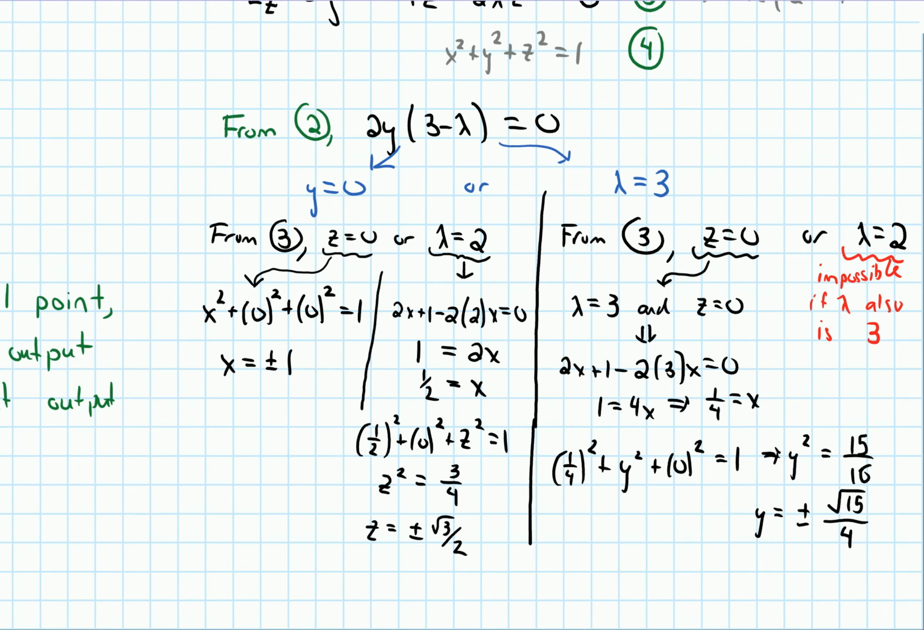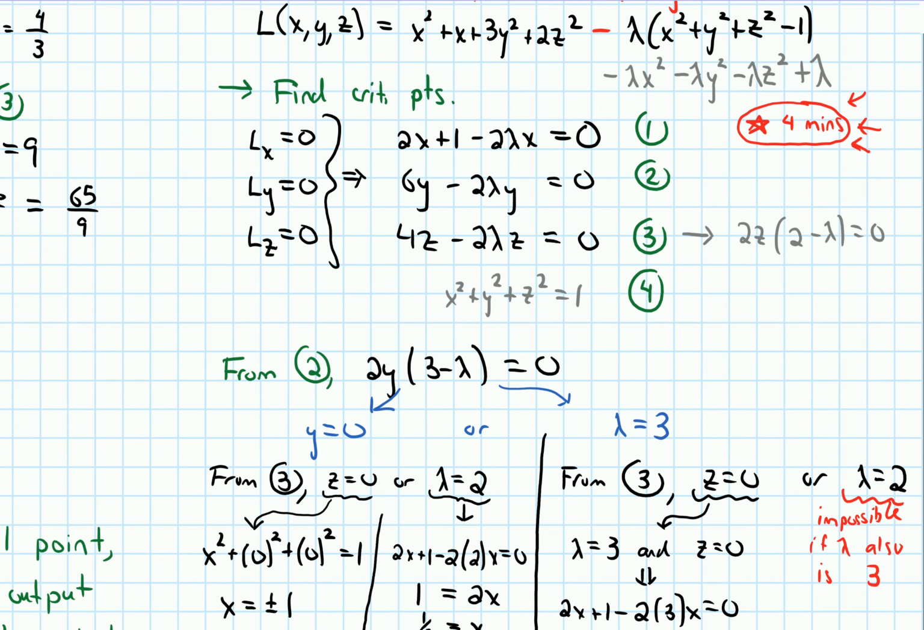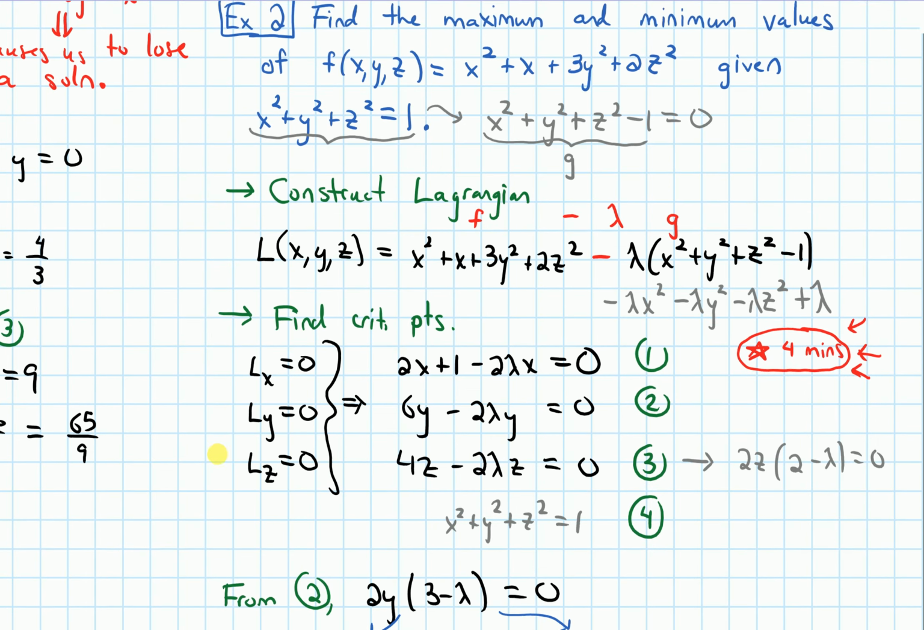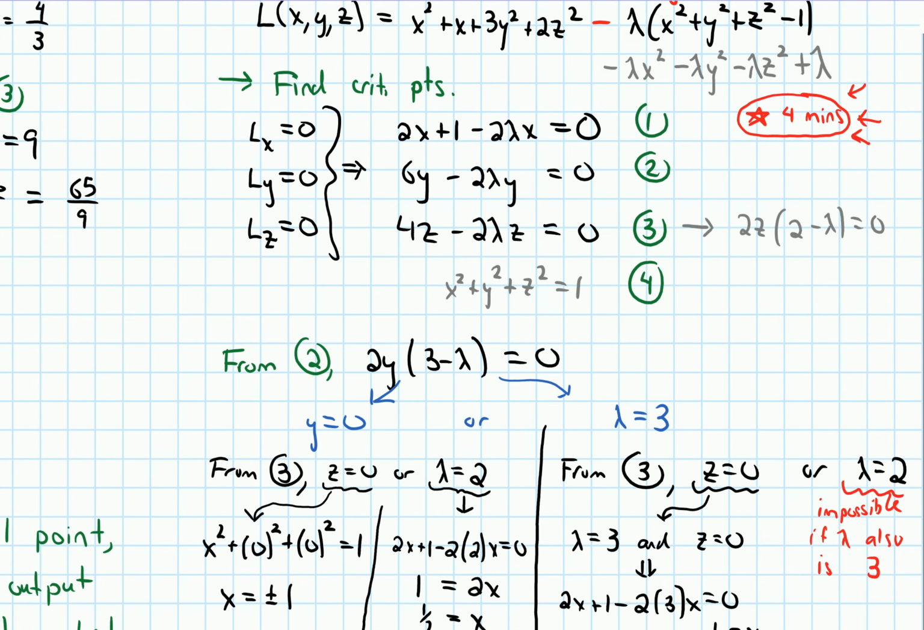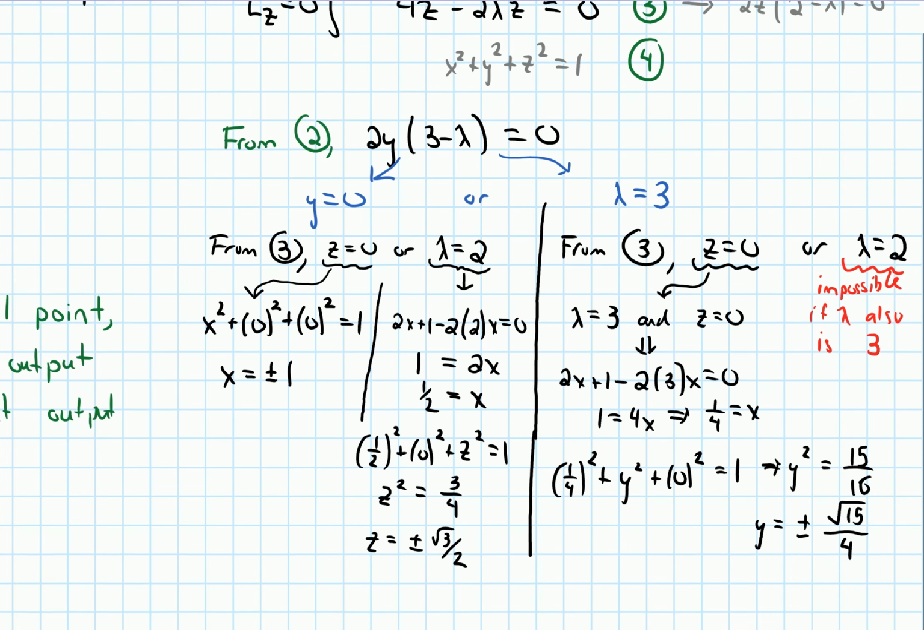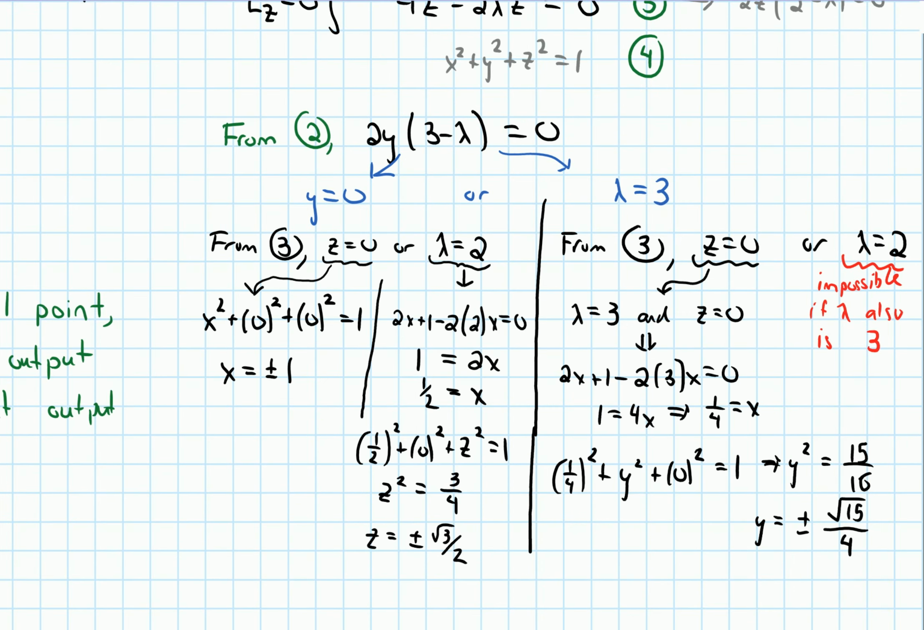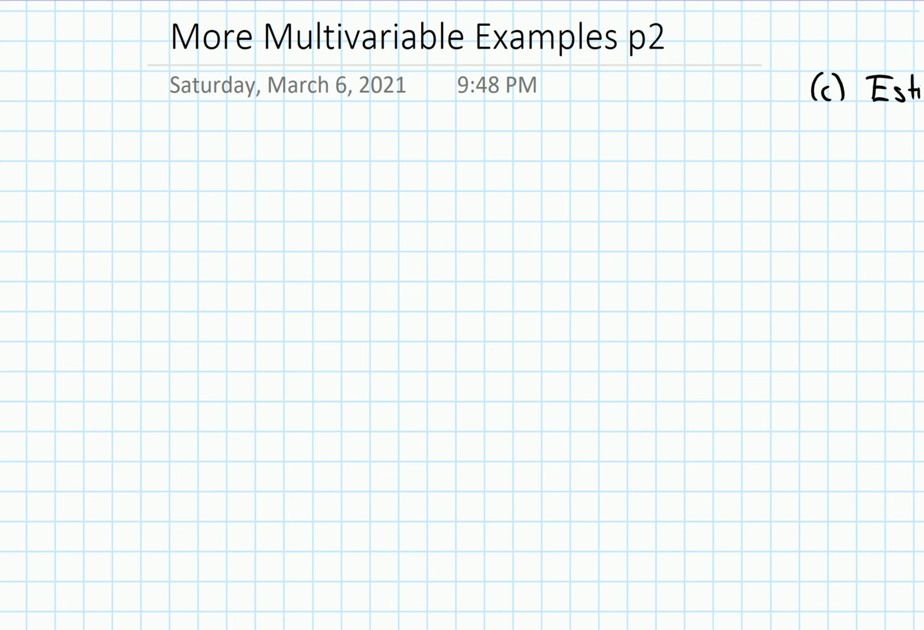In general, the more variables that we have when we do these Lagrange problems, the more cases that we can run into, especially when it gets into situations where we factor to solve our equations. But we've systematically solved each of them. So let's just recap what our critical points were. So we had plus or minus 1, 0, 0.